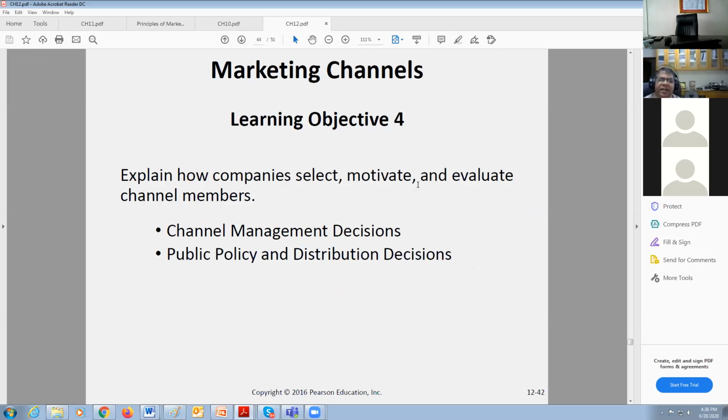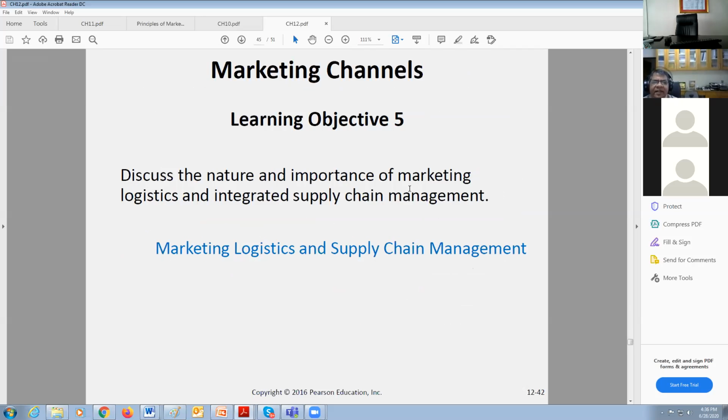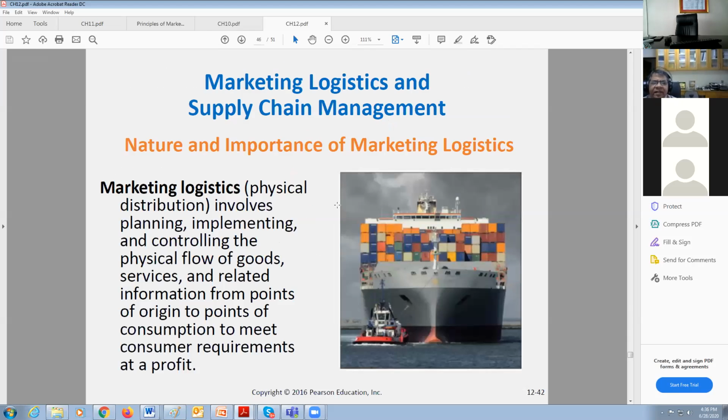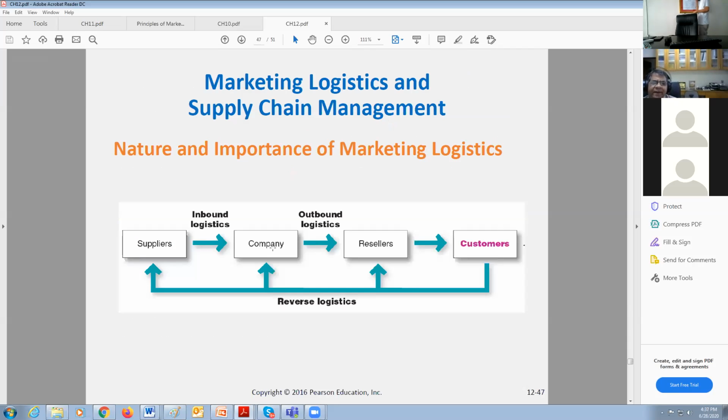Now, finally, marketing logistics. Physical distribution. You see big, big lorries, trucks, ships carrying goods. So that needs to be handled. Nature and importance of marketing logistics. Here it is the company. So a few things you need to understand in this part.